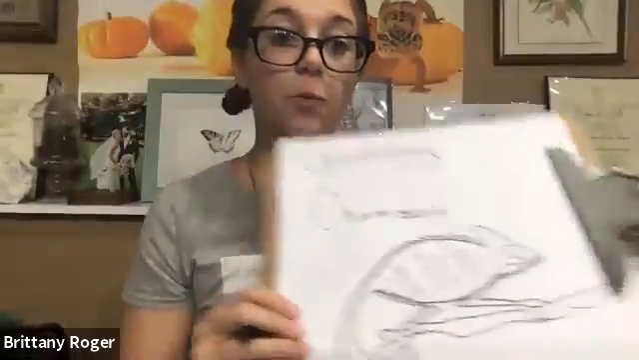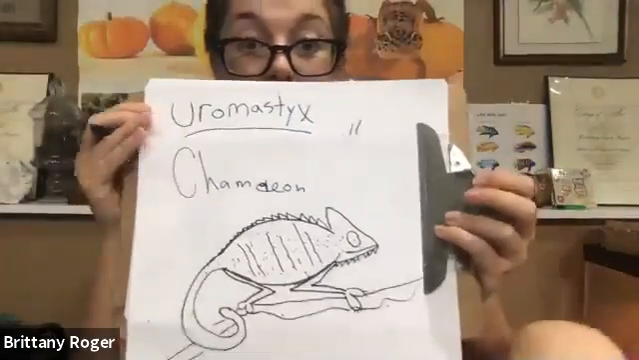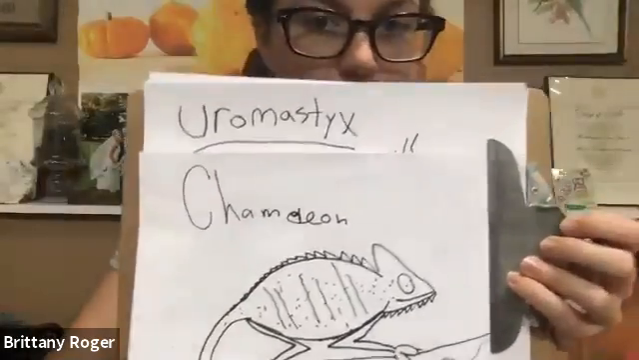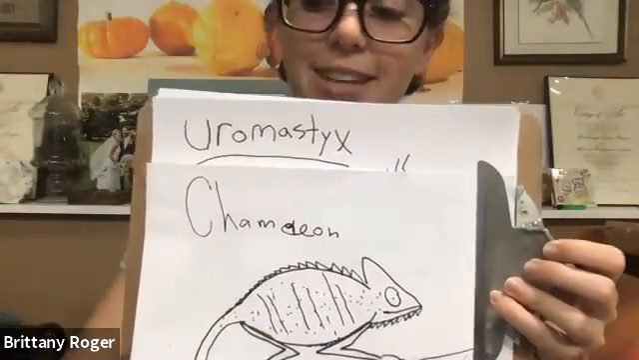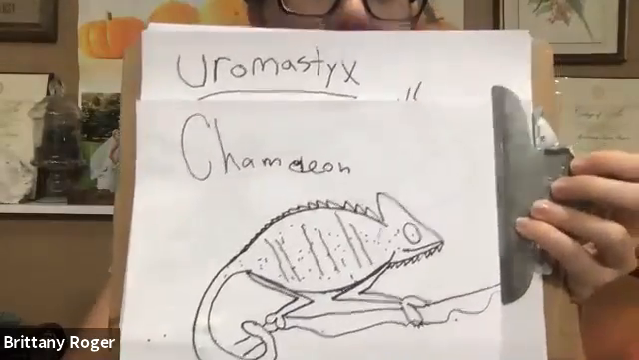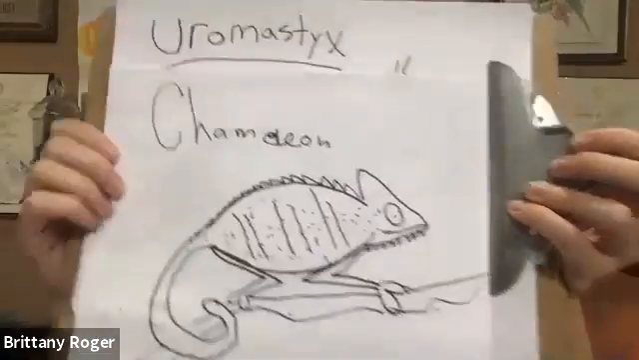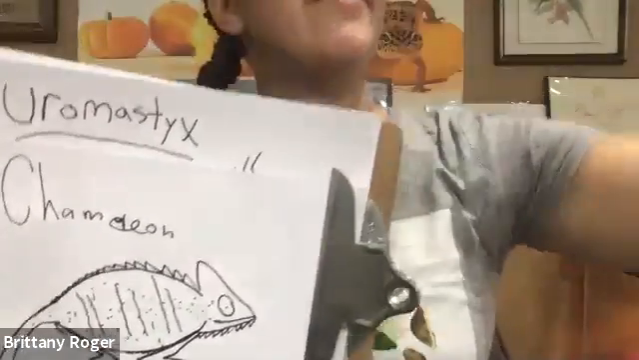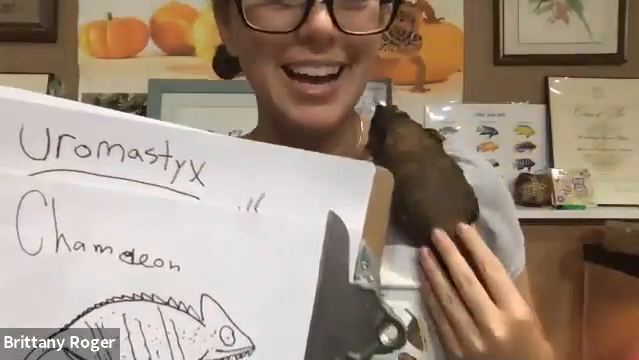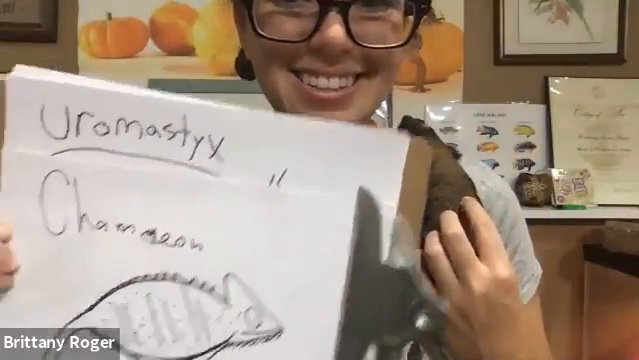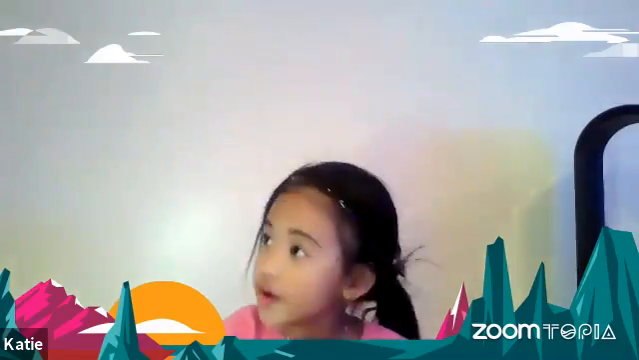So tonight we drew a chameleon and a Uromastyx, a rainforest lizard and a desert lizard, who have very different superpowers and very different habitats. Chameleon. Yes, good job.